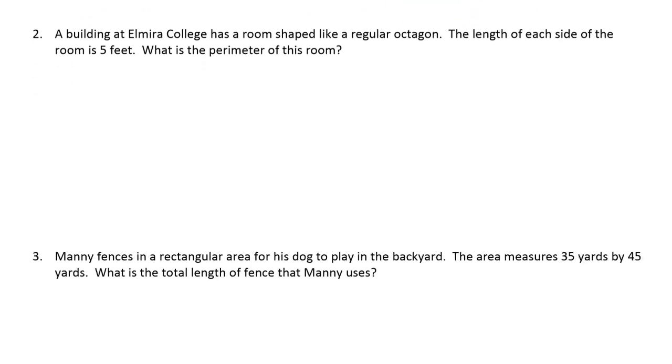A building at Elmira College has a room shaped like a regular octagon. The length of each side of the room is 5 feet. What's the perimeter of this room? So we need something that looks, as much as we can draw it, like a regular octagon. And I suggest making it a larger drawing so you have room to write in all the labels. Oops, that's not exactly regular. Well, the picture doesn't have to be perfect.